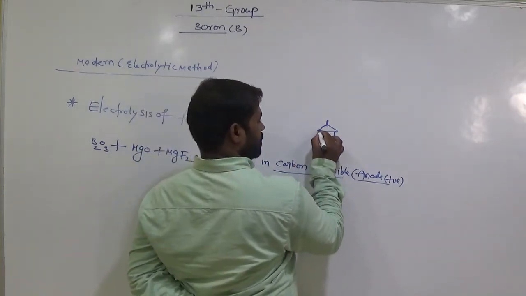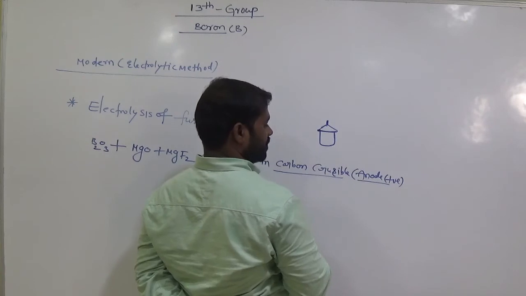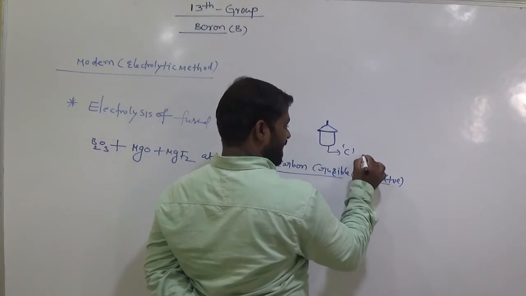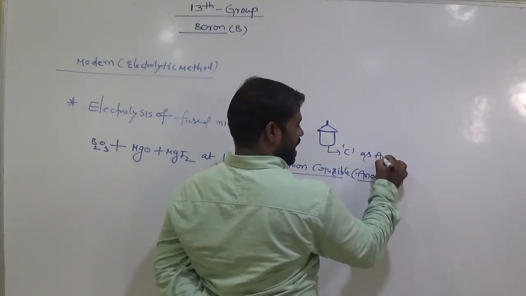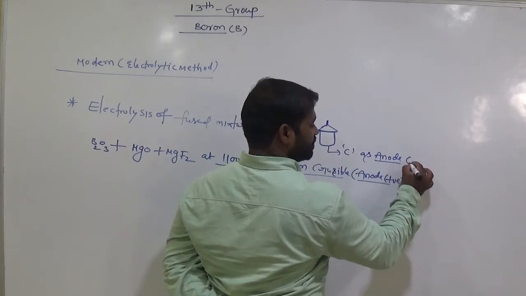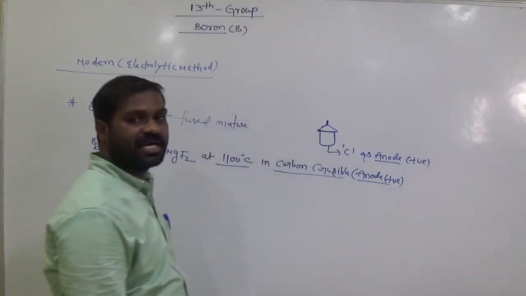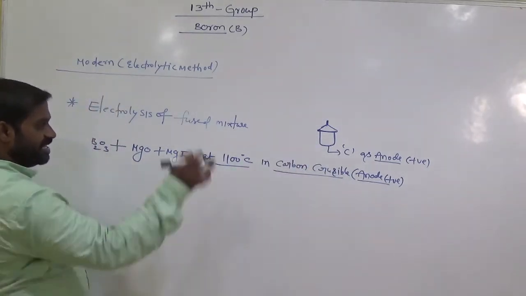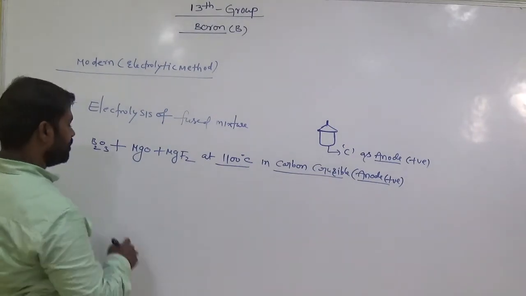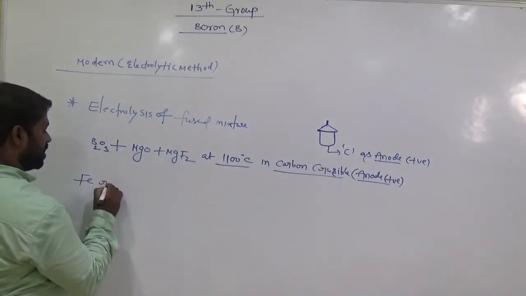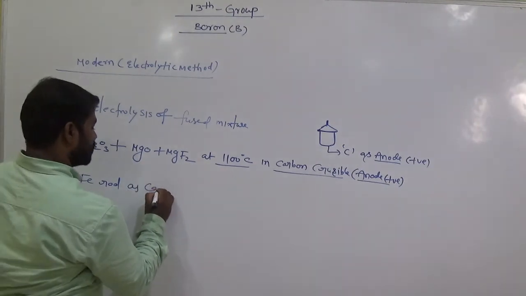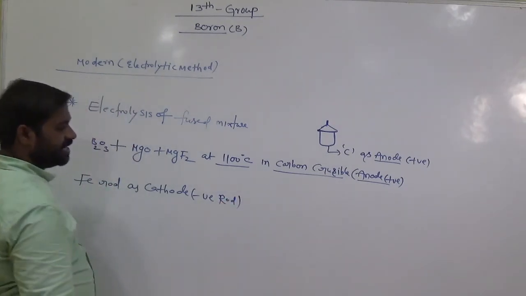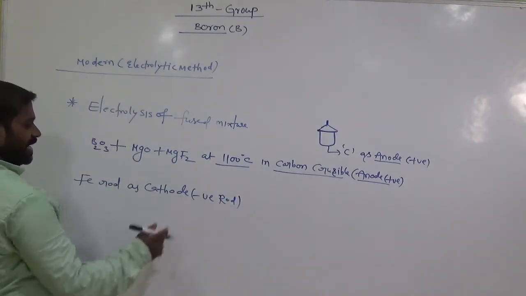Crucibles. Now the reaction takes place in this crucible made of carbon, which acts as anode. Anode always acts as positive charge. Anode has positive charge. Remember this. So now this carbon crucible acts as anode. In that the reaction takes place. And an iron rod as cathode. Cathode means it is a negative rod. Remember this. Cathode means negative rod.